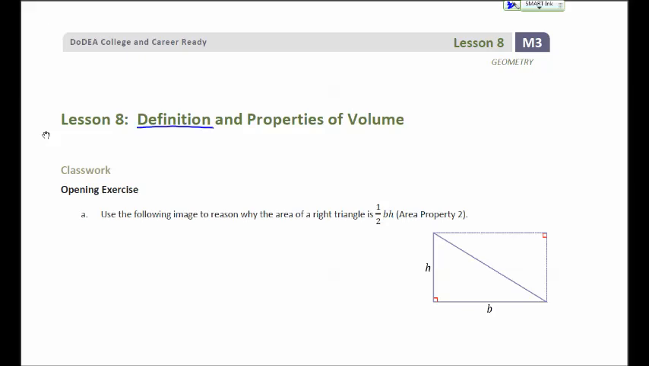Today we're on lesson 8, and I want to start off by giving you the definition of volume. It'll be very similar to our definition of area, which, let me remind you, is the number of 1 unit by 1 unit squares that fill a two-dimensional object. Well, volume is similar, except now we're filling a three-dimensional object. But we can't fill it with squares, we'll fill it with cubes. So the definition of volume is the number of 1 unit by 1 unit by 1 unit cubes that fill a three-dimensional object.